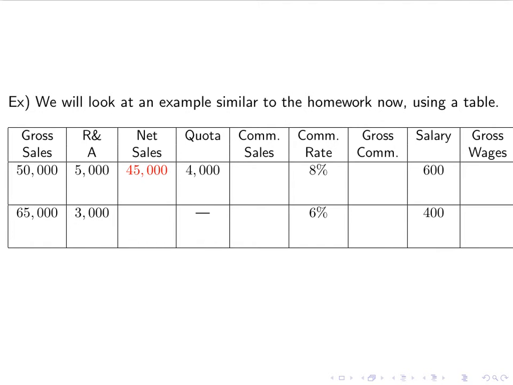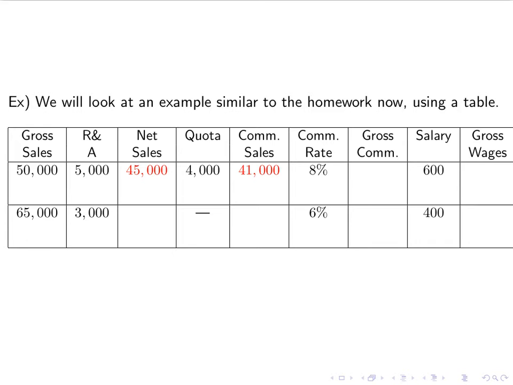Then to find our commission sales, we need to, again, subtract the quota. We are supposed to be having $4,000 of sales in whatever time frame this is. So that first $4,000 we don't get commission on, which means our commission sales is $41,000. Okay, so you take your gross sales minus any returns and adjustments, then subtract any quota, and that's the sales you're going to get commission on.